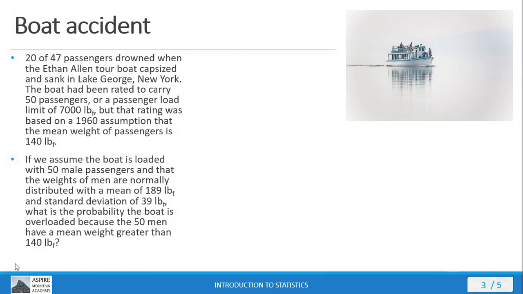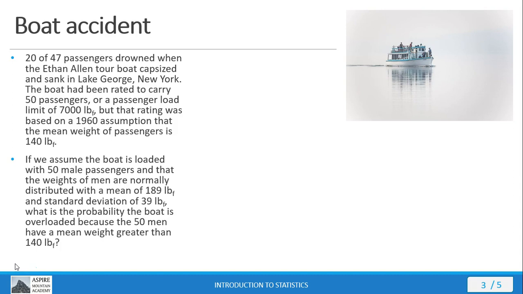Let's look at another example problem. And this one is actually based on a real life incident. It happened at Lake George in upstate New York. The Ethan Allen tour boat capsized. 20 of the 47 passengers on board drowned. The boat had been rated to carry 50 passengers, or a passenger load limit of 7,000 pounds force.